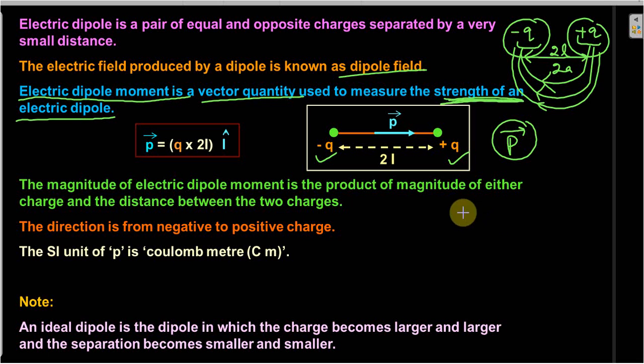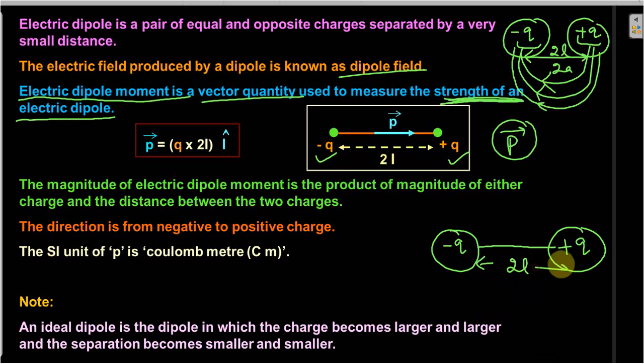Next is the direction of dipole moment. How to represent the direction of dipole moment? Again you have two charges of the same magnitude but opposite sign, separated by distance 2L. Now we want to find the direction of dipole moment. According to the sign convention, the direction of dipole moment is always from negative to positive charge. This is the direction of the dipole moment. You can even underline this: the direction is from negative to positive charge.